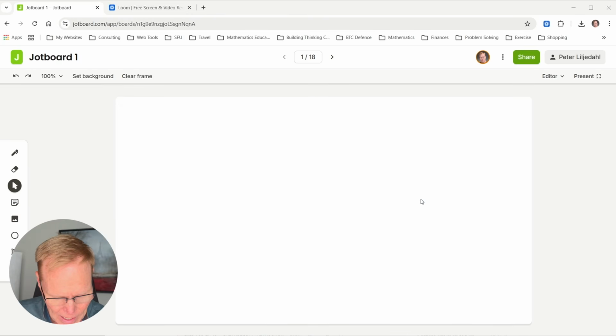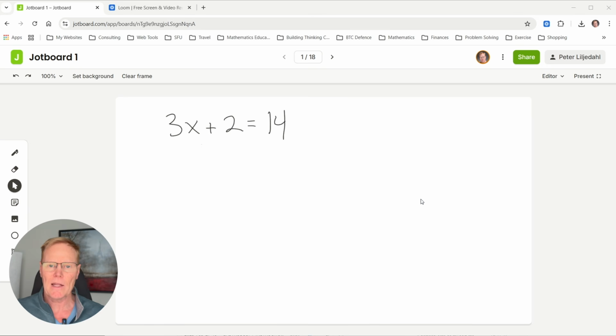I think there's a couple of things that were interesting about this lesson, and the first of which was the launch. Keep in mind that the students had never seen solving irrational equations before, and this is how I chose to launch it. I gathered them up in a huddle around a whiteboard like I normally do, and I wrote up on the board 3x plus 2 equals 14. And then I said, okay, so we want to solve this for x, so what do we have to do? Because these were Algebra 2 students, they were really, really fluid with this.